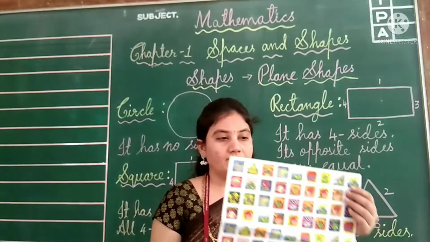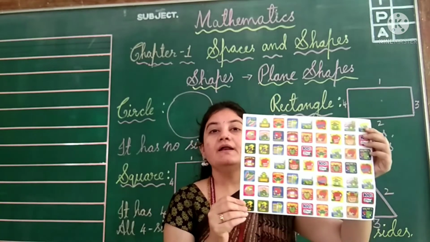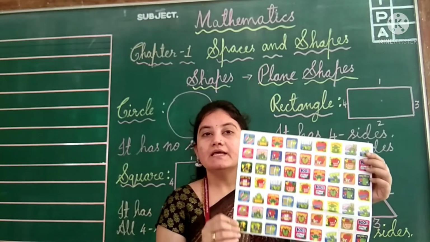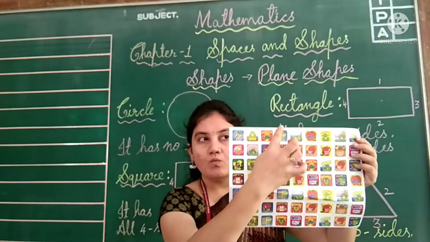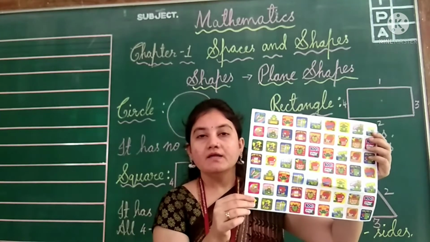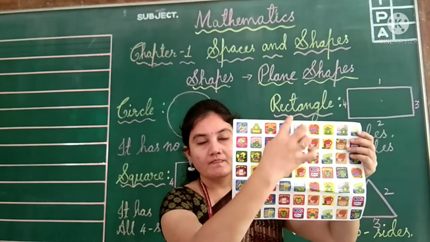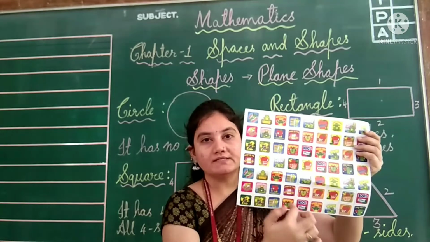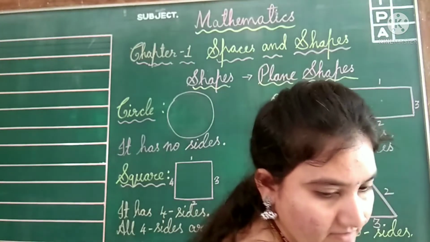Next, can you see this chart, children? This is rectangle in shape. Okay? This chart is rectangle in shape. It has 4 sides, isn't it? 1, 2, 3, 4. Here, its opposite sides are equal. Are you able to see? See. These 2 sides are equal and these 2 sides are equal. Opposite sides. Okay? Next.